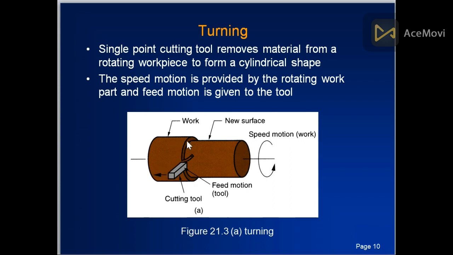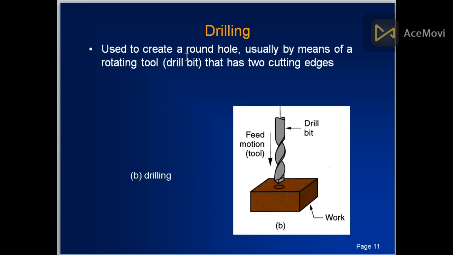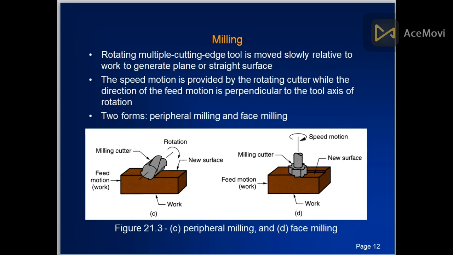And this is the turning tool that is rotating on some machine, and this is the feed, and in this way the material is removed. Drilling. Drilling is used to create a round hole, usually by means of a rotating tool, a drill bit, that has two cutting edges. In the drilling process, the cutting tool has two cutting edges. This is rotating with very high speed and the feed is given in this direction and the hole is produced.